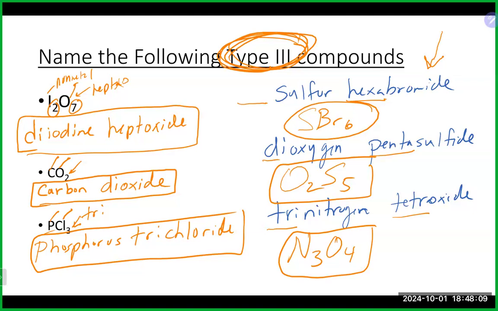It is, again, the only place that you should be using prefixes. So again, you did not see prefixes really anywhere else, and definitely shouldn't be anywhere near a metal, except for that one situation or so with a polyatomic ion. Any question on type 3?